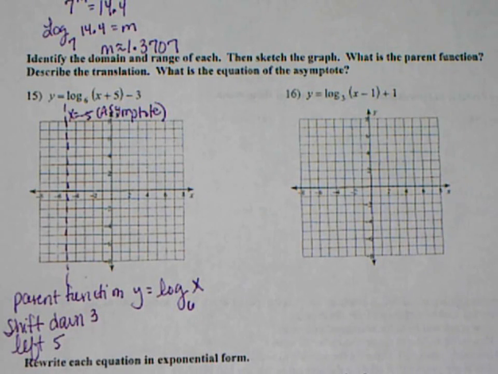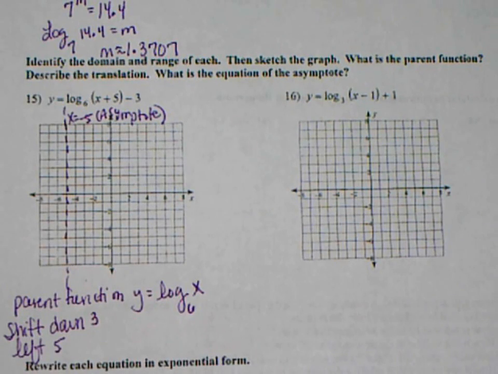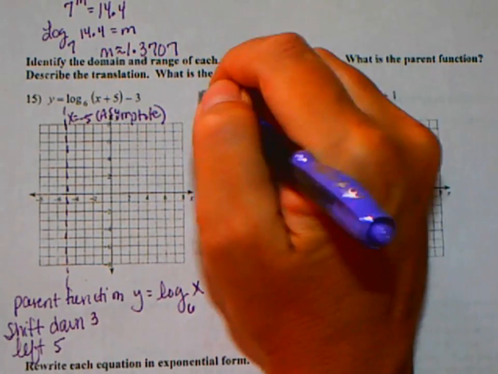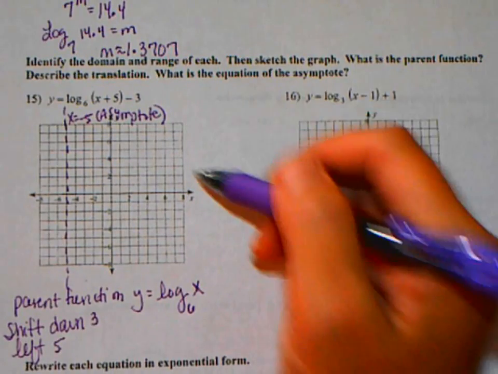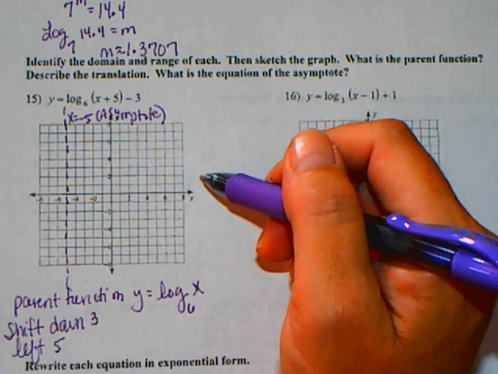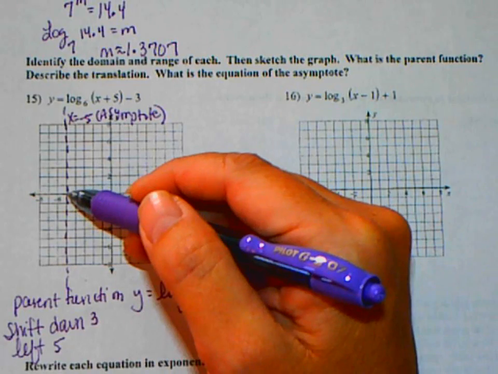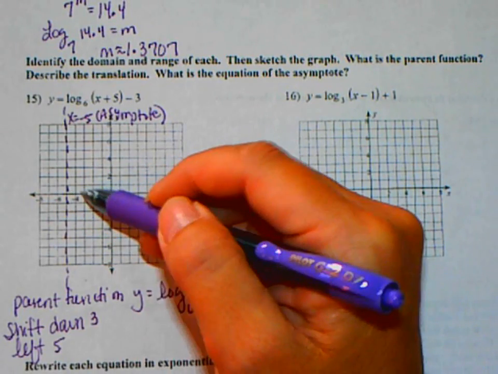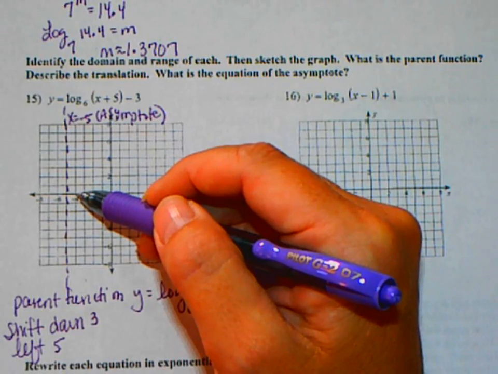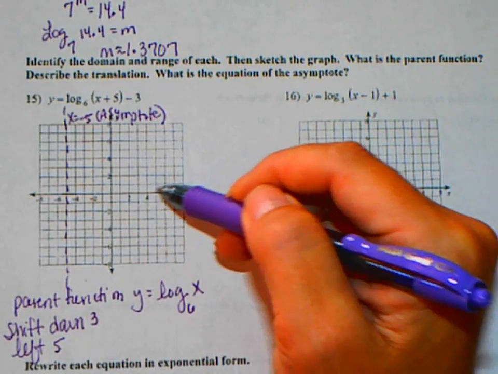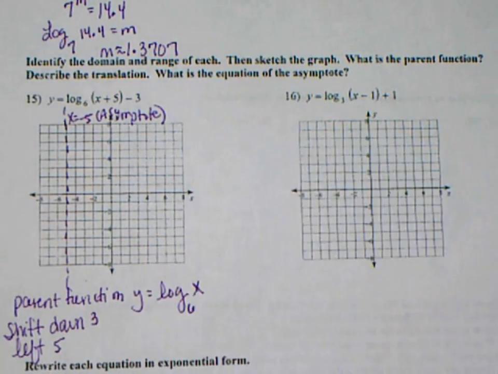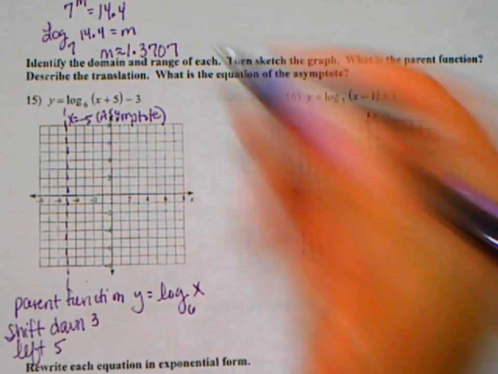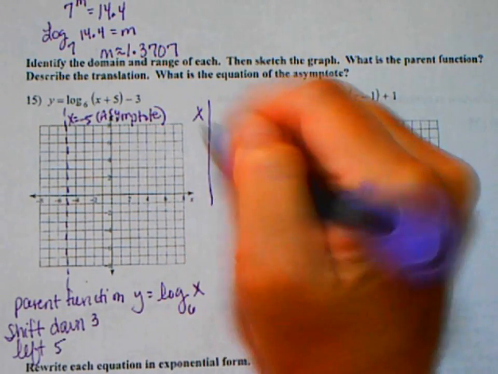Alright, well, let me find some ordered pairs. Now, I'm not real sure what I want to start with. I know I can't have any x values that are -5 or less than -5. So I would probably try -4, maybe 0, maybe 2, 4. Some x values to the right of the asymptote. Start there.